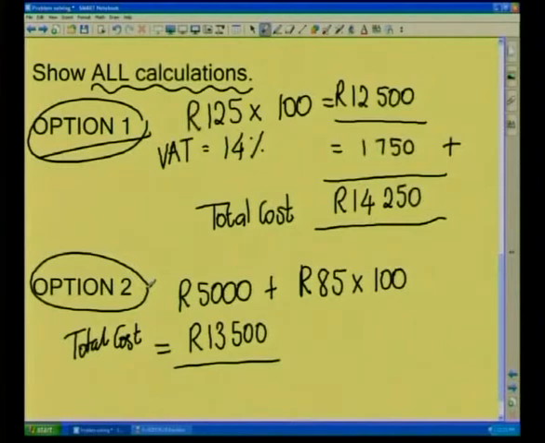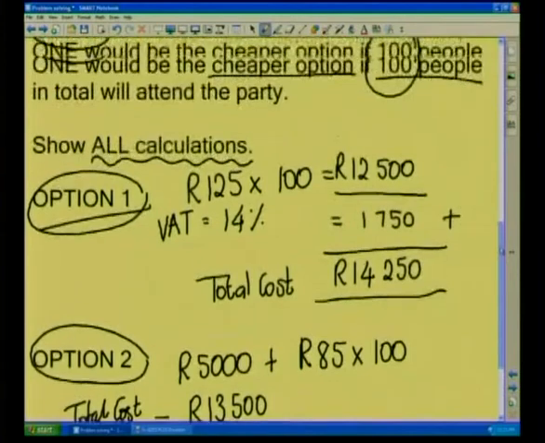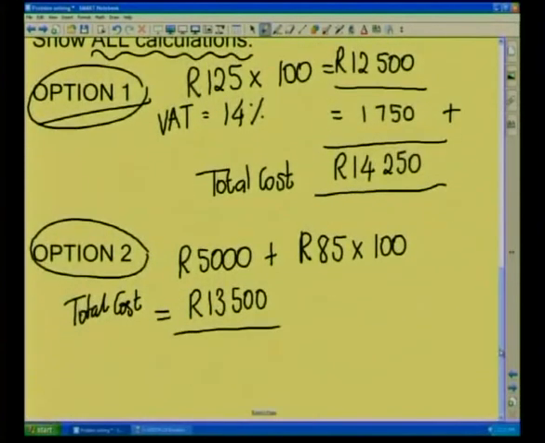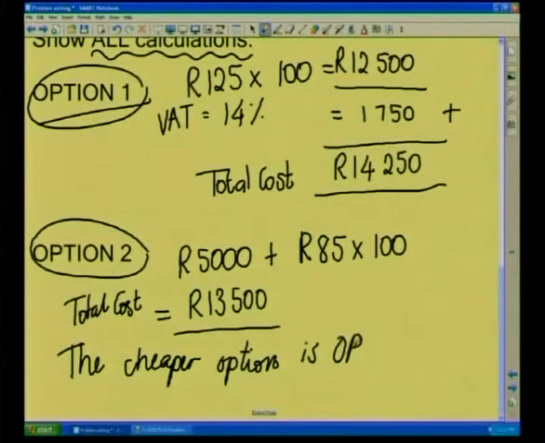So my total cost for option 2 is 13,500, and then I need to actually say which is the cheaper option, because that is the question. It says determine which one would be the cheaper option. So I need to actually have a conclusion. The cheaper option is option 2. And make sure it's very clear.